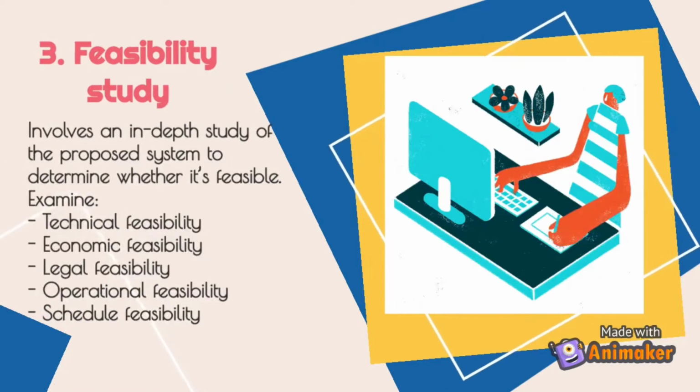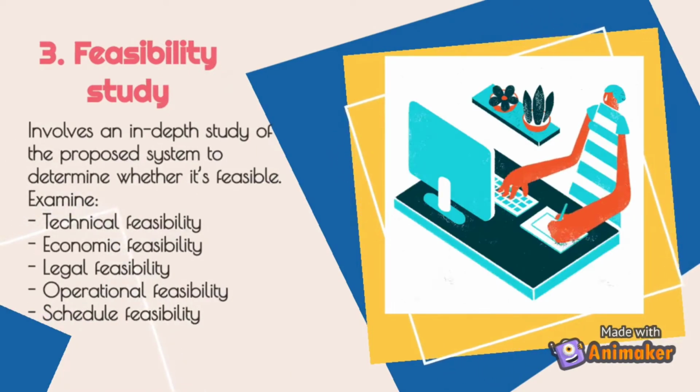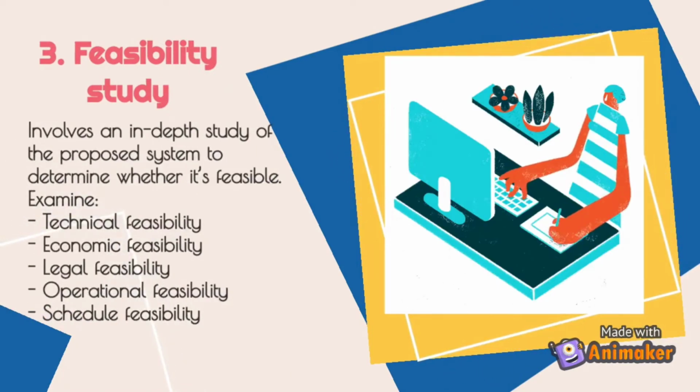The third step is to develop a feasibility study. It involves an in-depth study of the proposed system to determine whether it's feasible. The company has to examine technical feasibility, economic feasibility, legal feasibility, operational feasibility, and lastly the schedule feasibility.